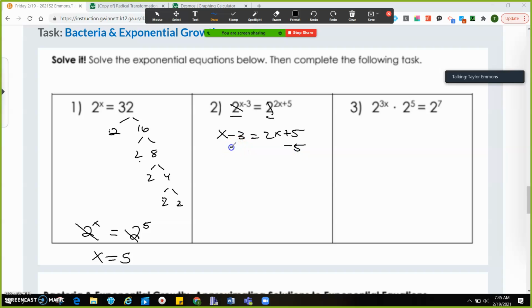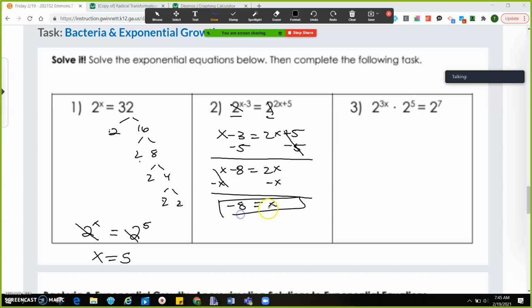So I'm going to subtract 5 and move it over here. And so that's going to give me x minus 8 equals 2x. And then I'm going to subtract x from over here. And so x is going to equal negative 8.